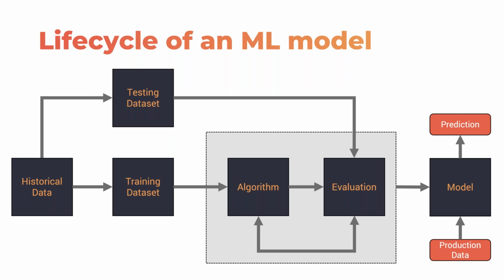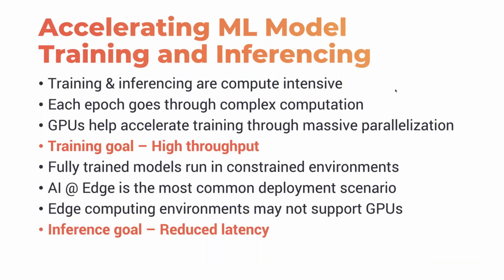So that is what the session is all about. Let me talk to you about the goals for training and inferencing. Training and inferencing, both of them are compute intensive. For that reason, when we are using a public cloud platform like Amazon EC2 or SageMaker or GCP AI platform or GCE or Azure ML, we always use a cluster that is powered by GPUs.